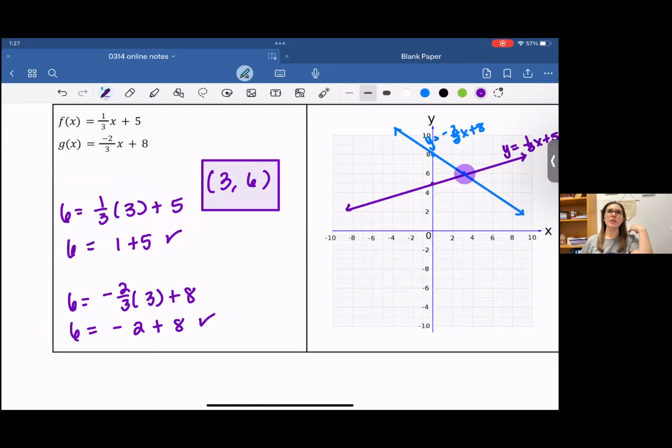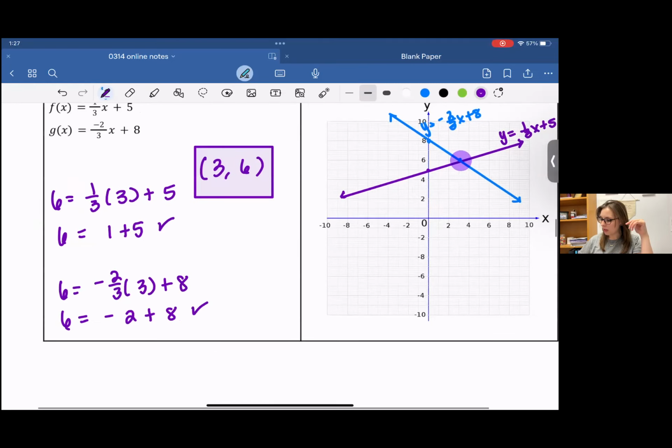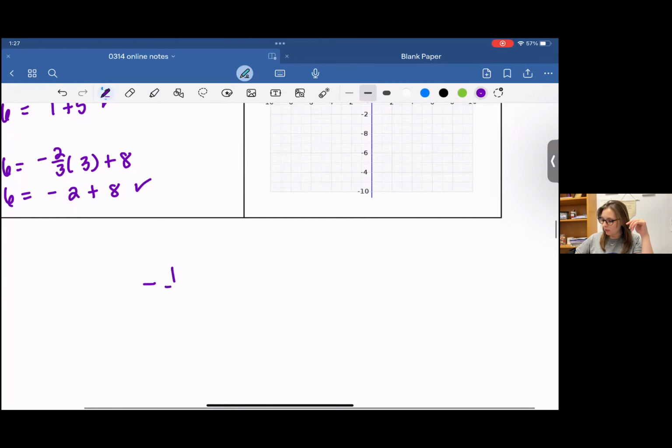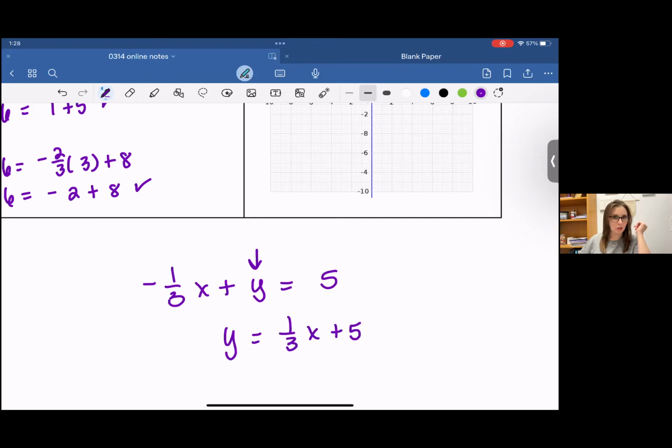If you're doing graphing and it's not in y equals form like it is for this example, so let's say it had been -1/3 x plus y equals 5, and I want to graph it, then you just isolate y by adding 1/3 x to the other side, and then you can graph it. So that's just one simple step if you prefer to graph. I do not often prefer to graph.